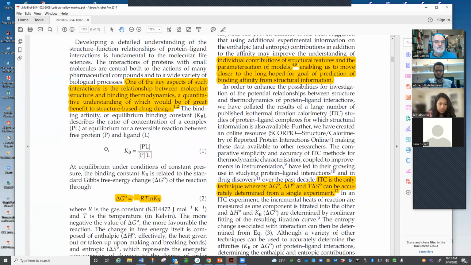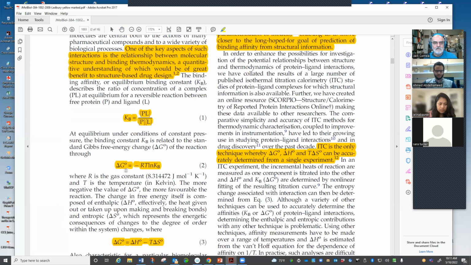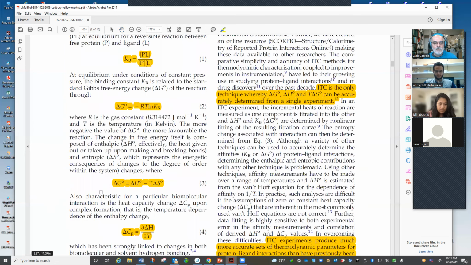So the simple introduction is that if we measure a binding affinity by ITC, we can then calculate delta G. And the ITC also gives us delta H. So knowing delta G and delta H, we can calculate T delta S. And then we can look at those data and draw some conclusions.